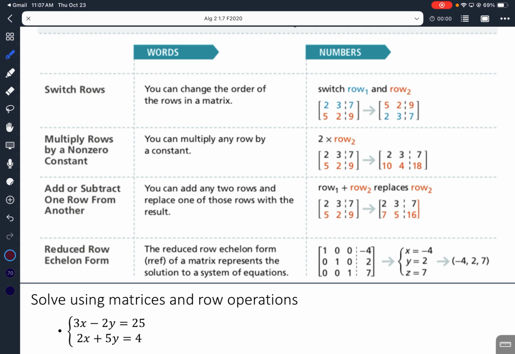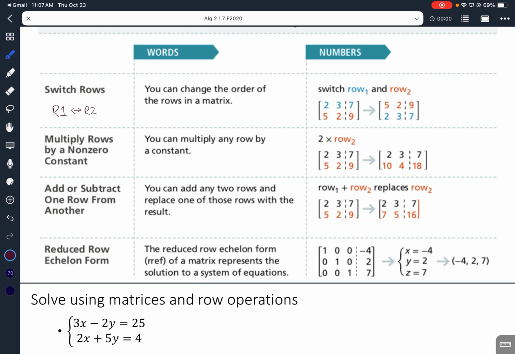Okay, so the things I can do with matrices. I can switch two rows or many rows. I can switch the rows, but I have to switch the whole row. We do that with a little shorthand. We say row 1, little arrow, row 2. I'll show you how to do that in a minute, okay?